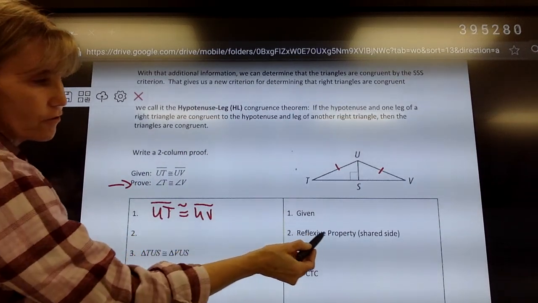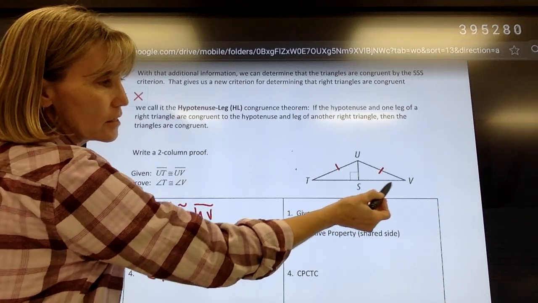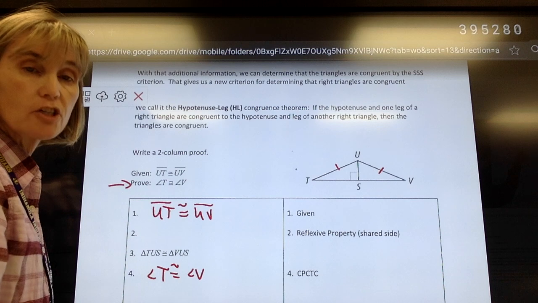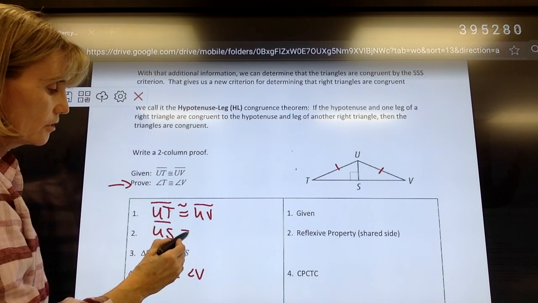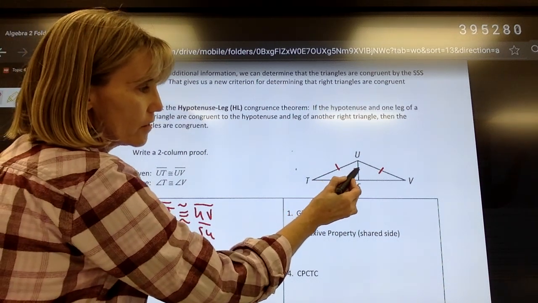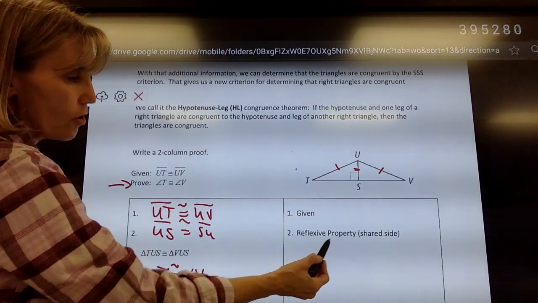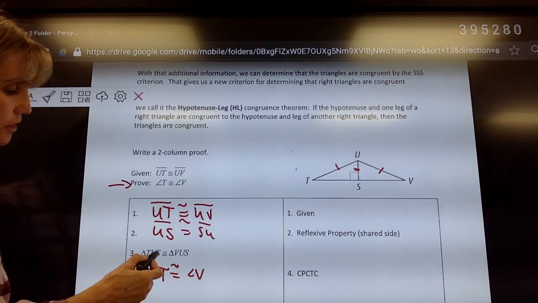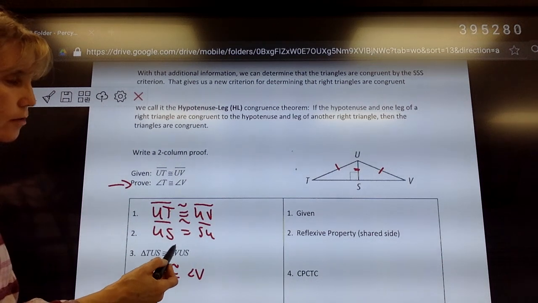So the reason for step 2 is given to me: reflexive. Which side in the triangle on the left is the same as this side in the triangle on the right? Which side do they share? If you said that segment US is congruent to segment SU, you are correct. They're sharing that side of the triangle. It has to be congruent to itself, and we still are calling that the reflexive property. That's enough information to say that the triangles are congruent. So triangle TUS is congruent to triangle VUS.